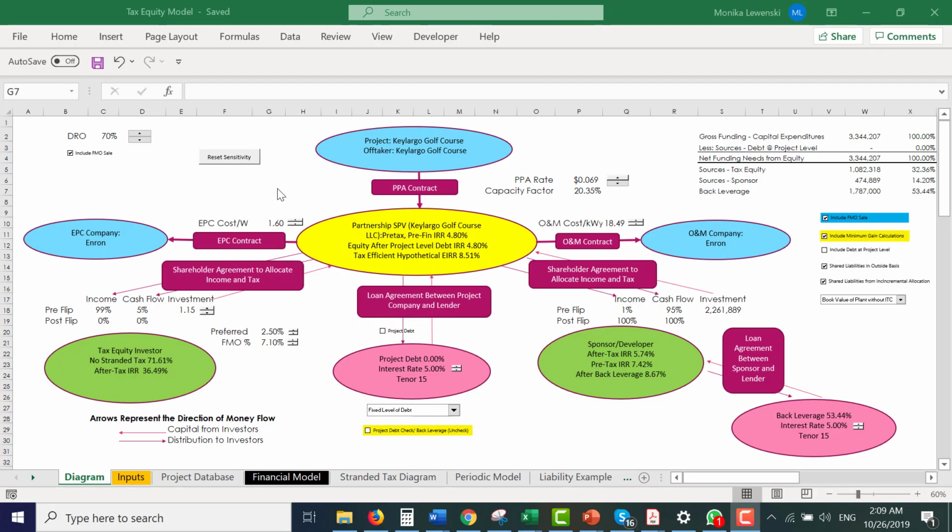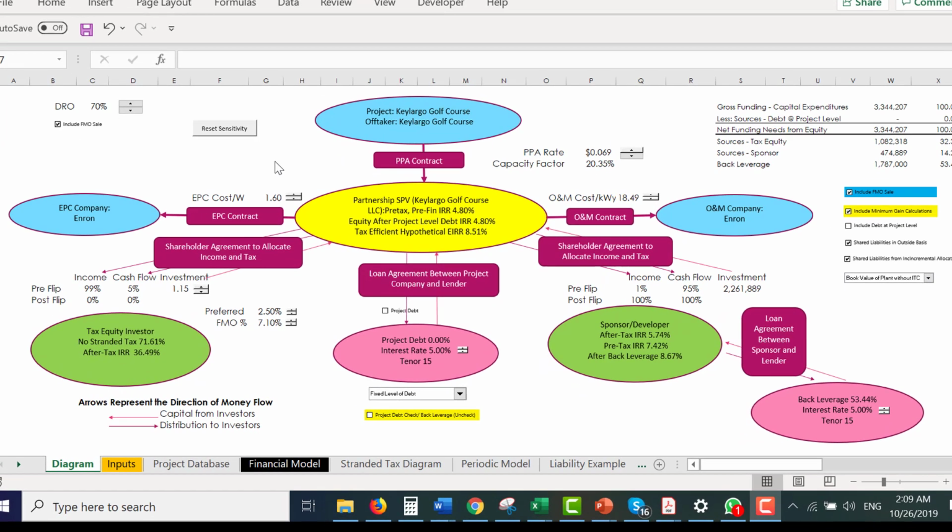Hello, this is going to be the first of a series of videos about how to make a financial model for a solar project. Could be a rooftop solar project, could be a community rooftop, could be some big commercial establishment, could even be a big ground-mounted solar project.